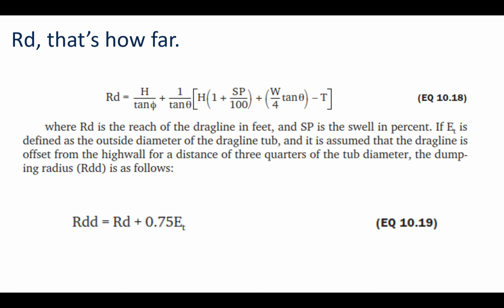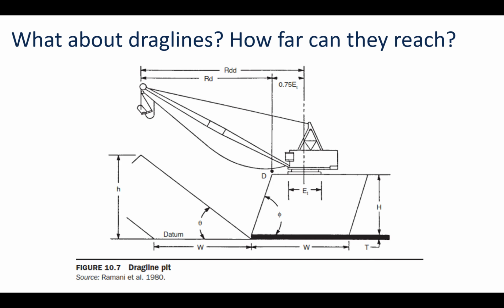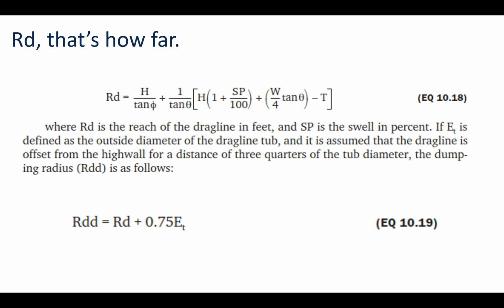So let's assume the dragline is offset from the high wall for a distance of 3/4 of the tub diameter. In this case, back again, we've got that 0.75 E sub T that goes from the edge of the high wall back to the center of the tub. And so after that, you can calculate the R sub DD as R sub D plus 0.75 times E sub T, right? So it's just this, the top equation, plus that little bit of distance back to the center of the tub. And that's considered the dumping radius.